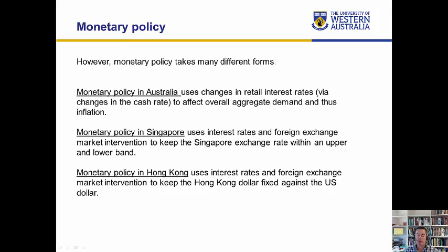But just for now, I want you to appreciate that monetary policy is not all about moving interest rates up and down to control spending. That's just the way we do it in Australia. And certainly it's the most common way it's done around the world. But when you have a small open economy such as Singapore, the way we operate monetary policy in Australia is just simply not going to be effective for Singapore. So they have to keep the value of the Singapore dollar or the Singapore exchange rate between an upper and lower band. They can't allow their exchange rate to rise too high.